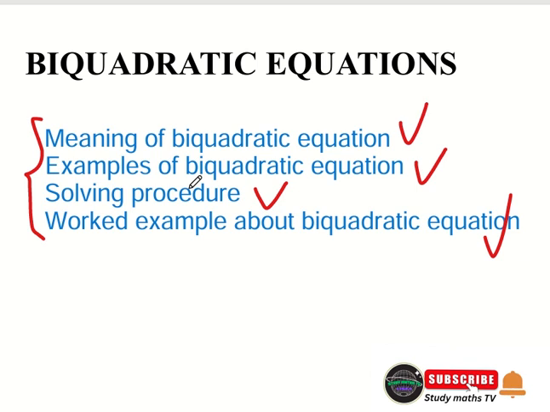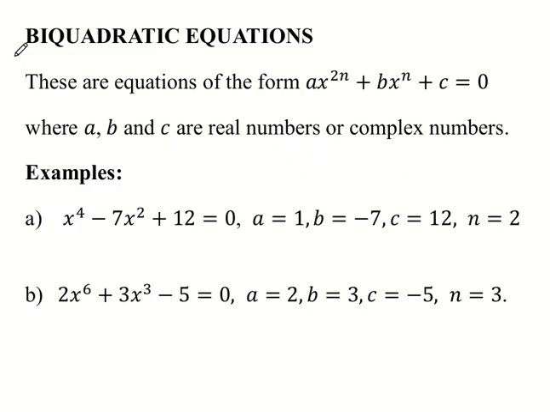Let's see the biquadratic equation. Let's start with the definition. Biquadratic equations are equations of the form ax power 2n plus bx power n plus c equals 0, where a, b, and c are real numbers or complex numbers.